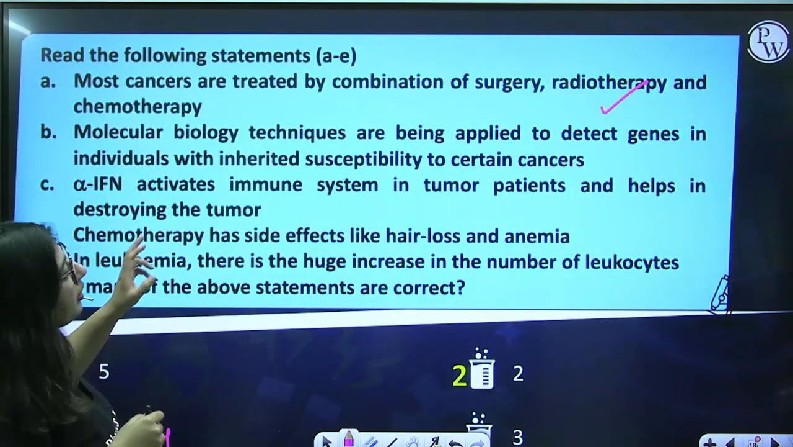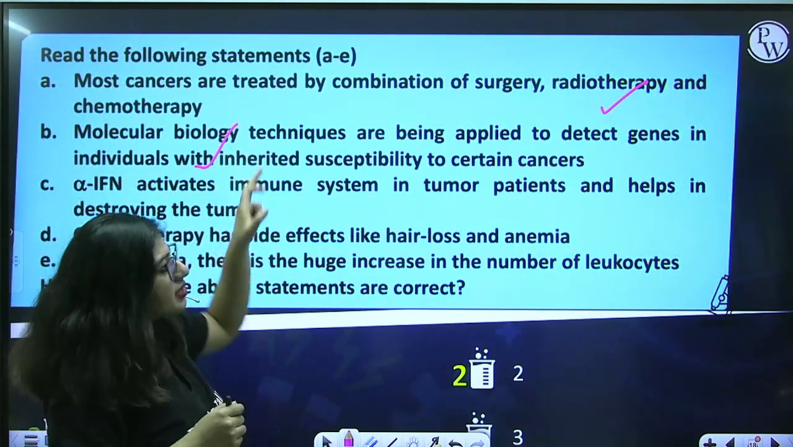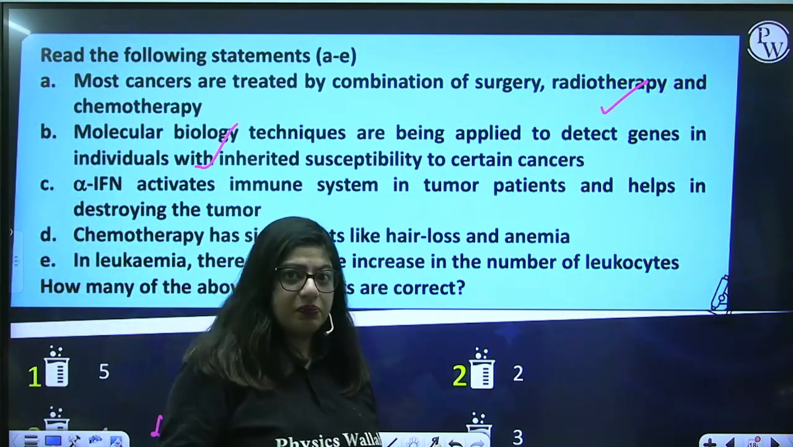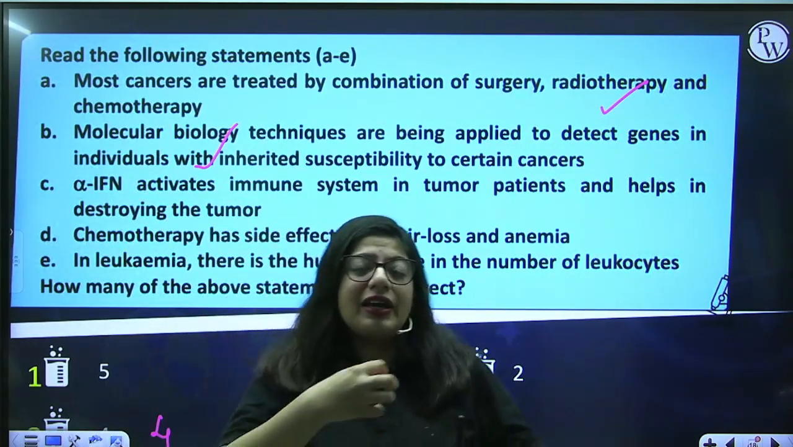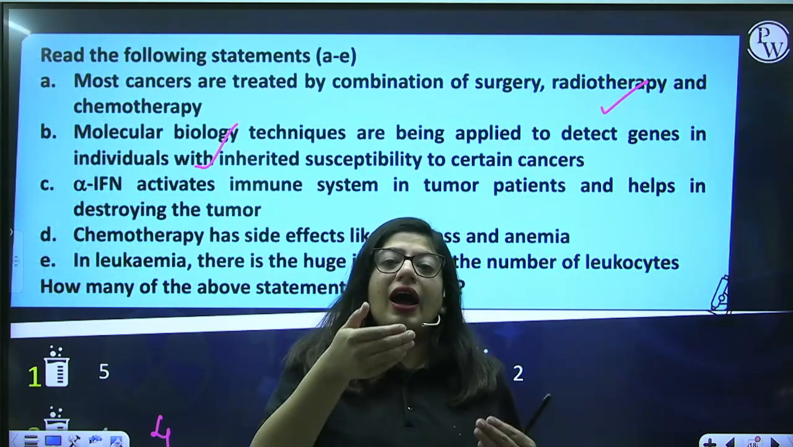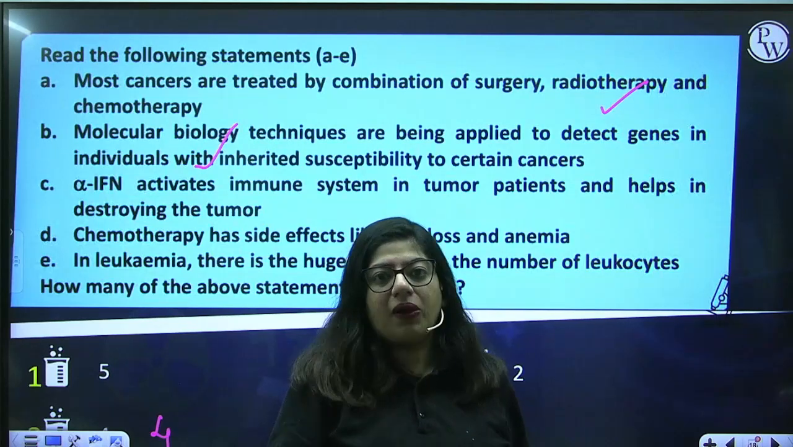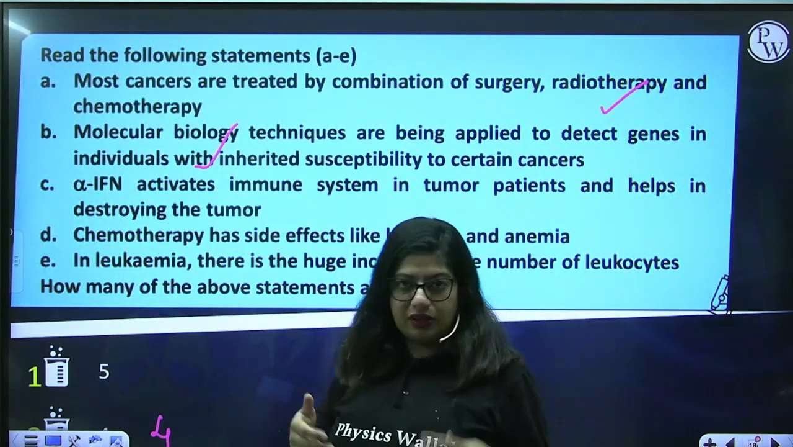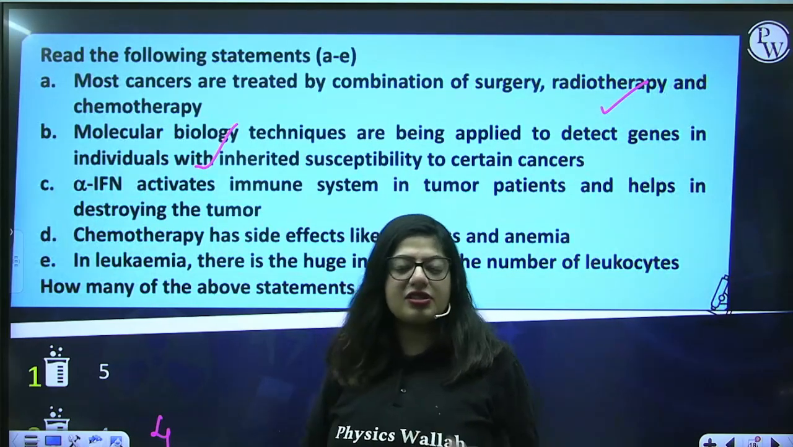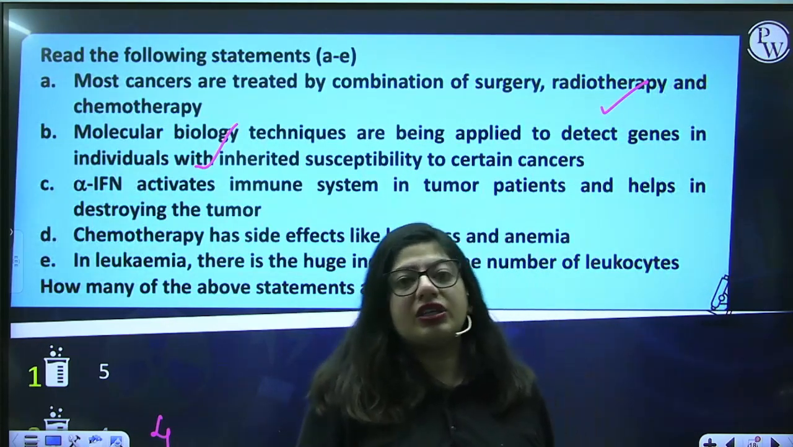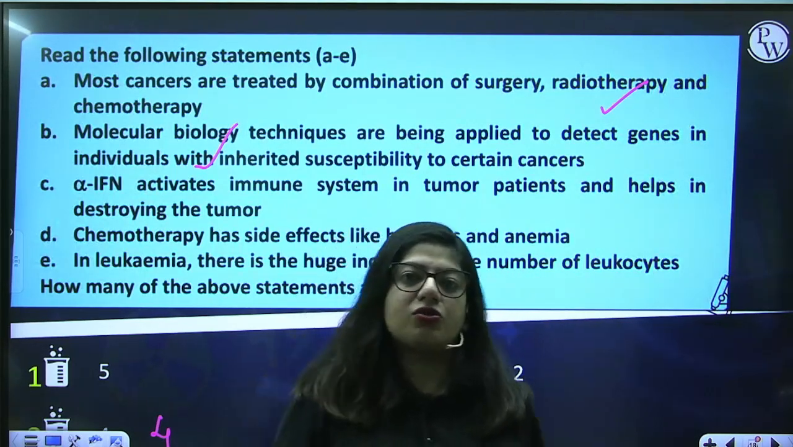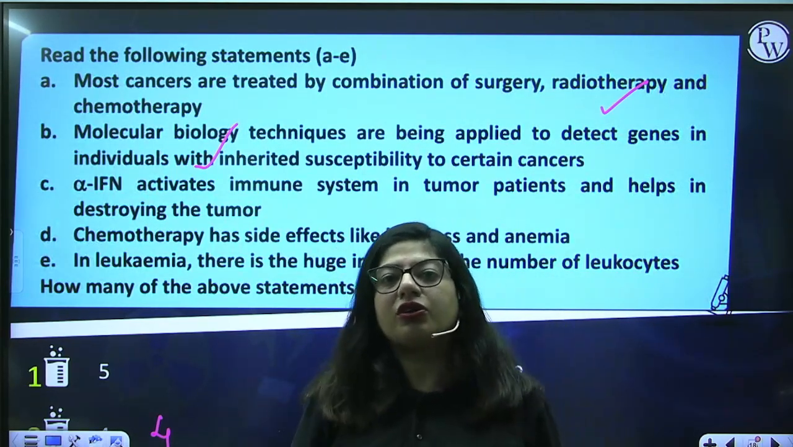Molecular biology techniques are applied to detect genes. This sentence says that by using molecular biology, we are searching for genes which get inherited, that means they can pass from generation to generation and are the cause of cancer. Through research, scientists discovered that there are certain genes of breast cancer which get inherited from the mother to the daughters and so on, right?